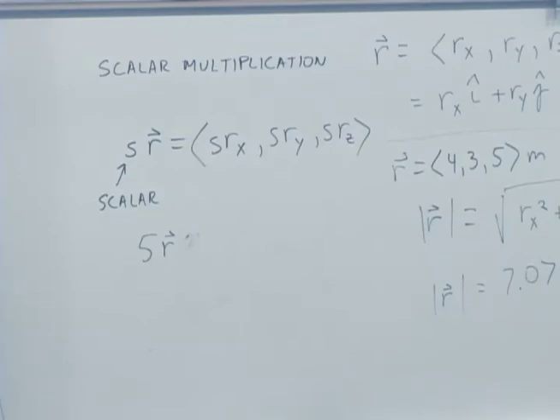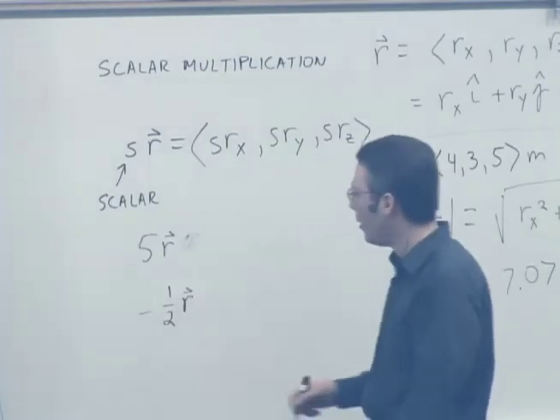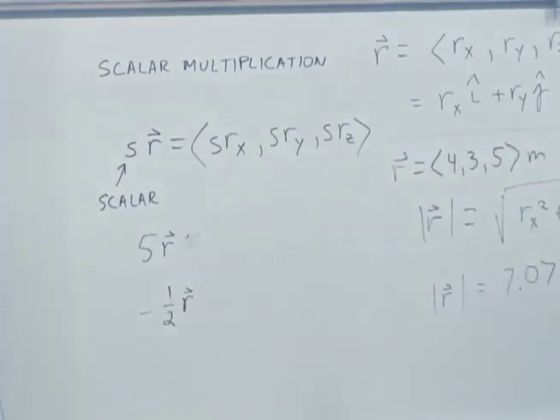What if I wanted a vector in the opposite direction? Multiply by a negative scalar. Okay, so negative 1/2 r compared to r would be in the opposite direction, and its magnitude would be half the size, right? Half as much as r. Okay. Nothing too tricky about that.